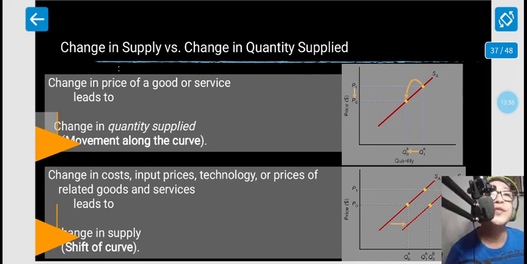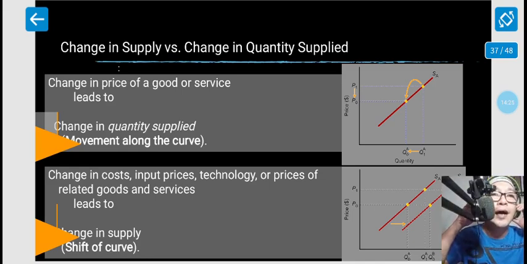So we have change in supply versus change in quantity supplied. Sabi dito, change in price of a good or service leads to change in quantity supplied or movement along the curve. Yung nga sabi ko kanina, if there will be changes in the price of an apple, no? So the tendency is the quantity supplied will also be affected.